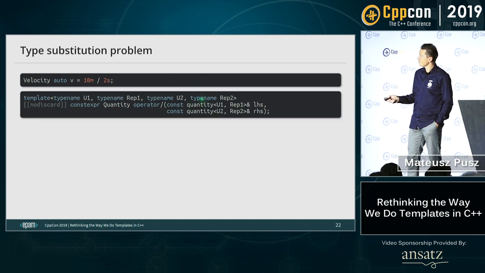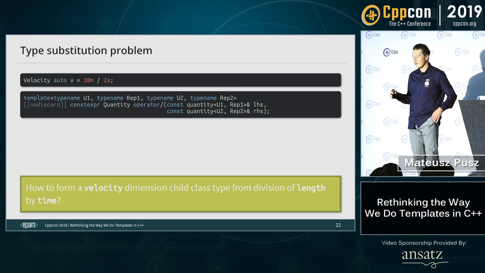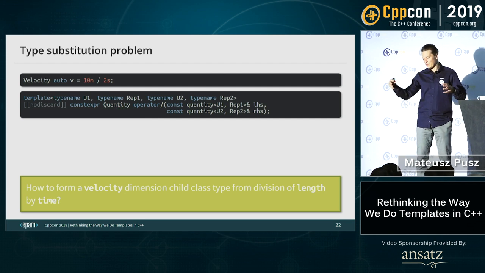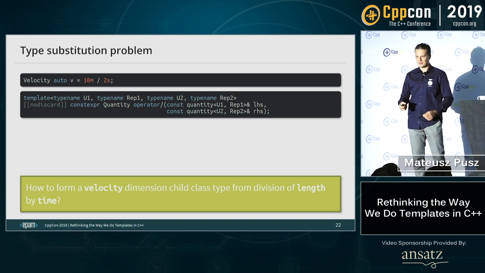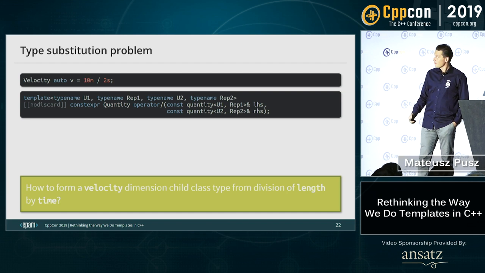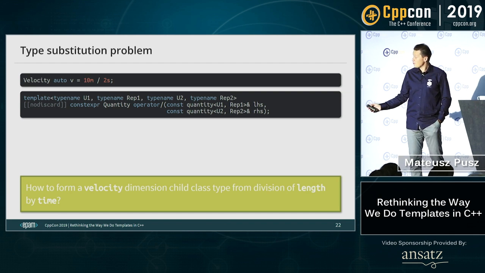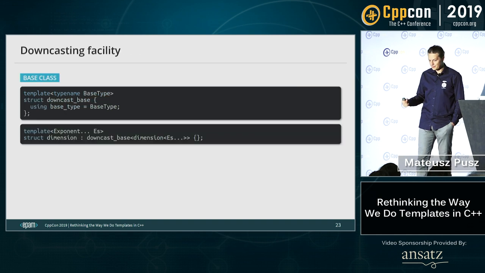So you have a child class, for example, distance, length, and you want to end up with velocity here. How to convert the quantity with many types to a child class called velocity? Yes, this is downcasting, not upcasting, so the compiler doesn't do it for you automatically. I found a solution for this, probably not the best one. It could be improved somehow, and I'm looking for ideas how to improve it.